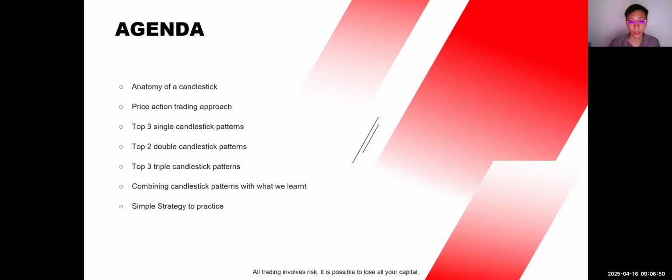It might sound a little bit complicated, but generally, if you dive deeper into it, you'll be able to understand a little bit more. Okay, so combining candlestick patterns with what we have learned so far, and then the last thing is a simple strategy to practice on a daily basis. This is the fun part that we'll be going to TradingView to show you guys. All right. So that is regarding your second question, Tanvi.